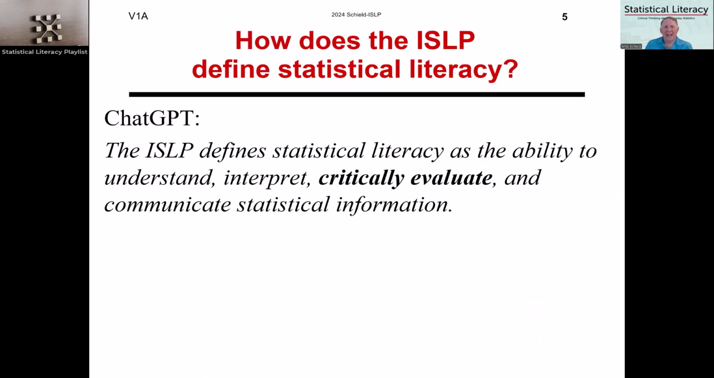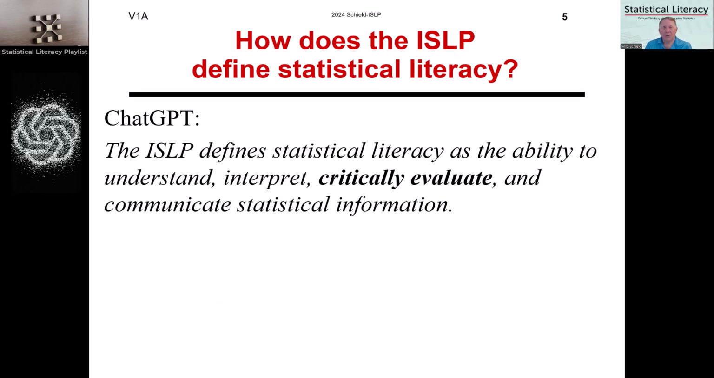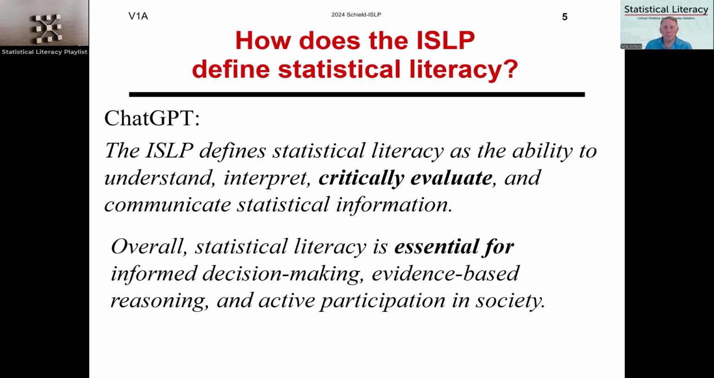Chat, how does the ISLP define statistical literacy? Chat said it's an ability to understand, interpret, critically evaluate, and communicate. I want to hit on those last three items in this talk. Statistical literacy is essential for decision-making, reasoning, and participation in today's society.